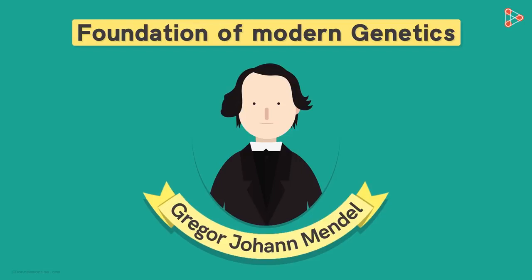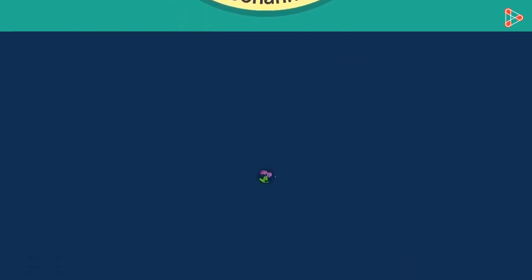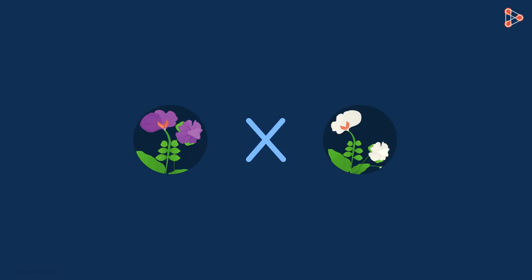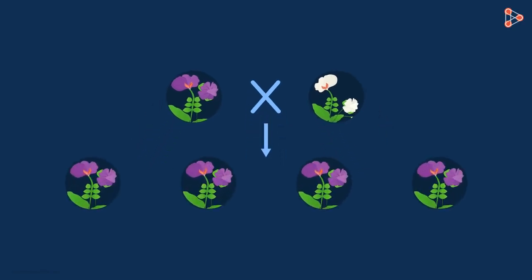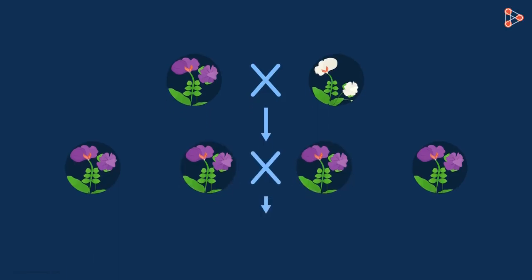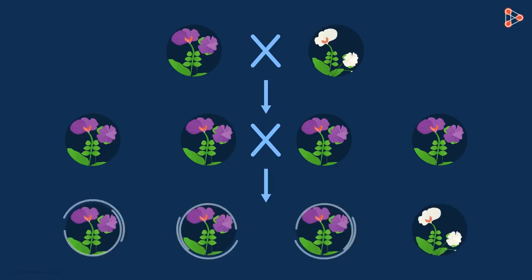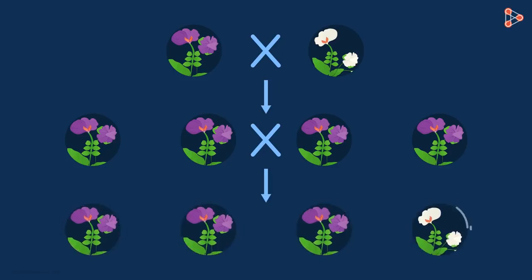Gregor Mendel's experiments laid the foundation of modern-day genetics. We have seen so far that Mendel crossed a purple-flowered plant with a white-flowered plant. He then collected the seeds and grew new plants from them. Astonishingly, he found that all the offspring had purple-colored flowers. Now, on crossing these plants among themselves, Mendel surprisingly obtained 3 purple-flowered plants and 1 white-flowered plant.